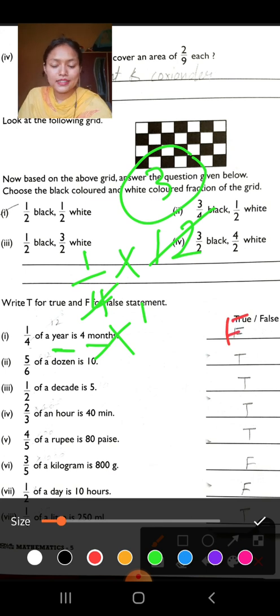Is it clear? Similarly, 5/6 of a dozen is 100. 5/6 of a dozen. Of means multiplication. A dozen. In a dozen, how many numbers are there? 12. Yes.